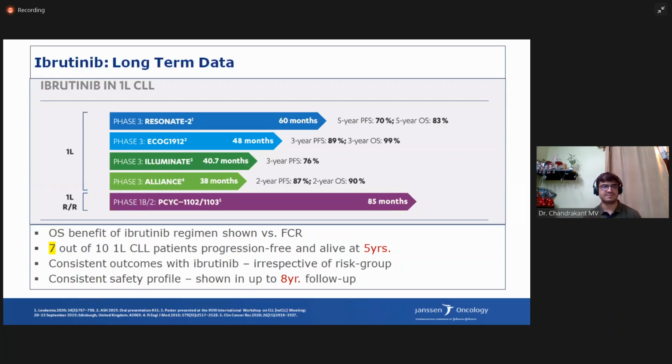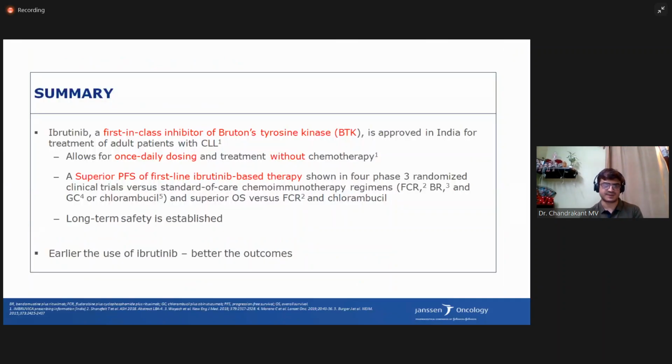The phase 1b/2 study has the longest follow-up, up to 8 years, and we saw the data. So the overall survival benefit of the ibrutinib regimen was shown versus FCR. We have 7 out of 10 first-line CLL patients progression-free and alive at 5 years, consistent outcomes with ibrutinib irrespective of subgroup, and a consistent safety profile shown in up to 8-year follow-up data in the phase 1b/2 study.